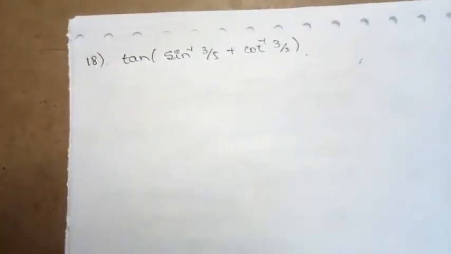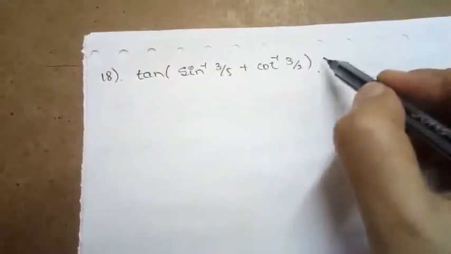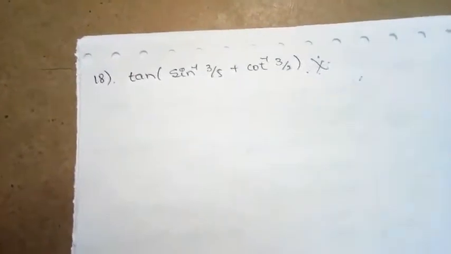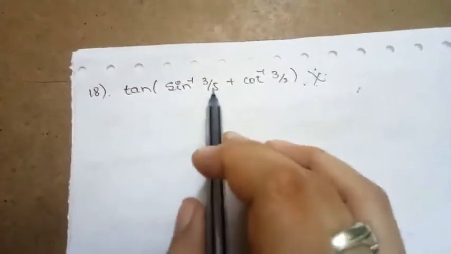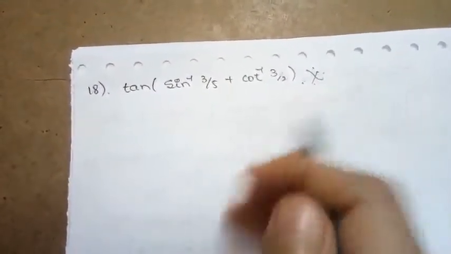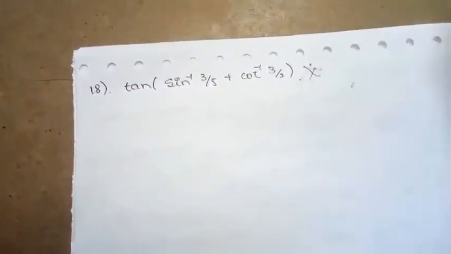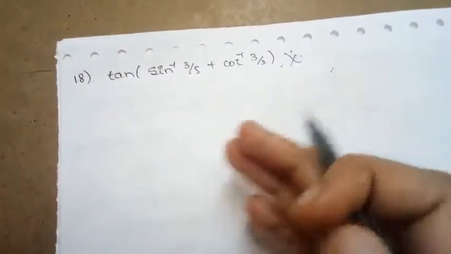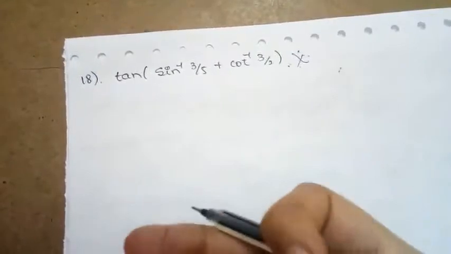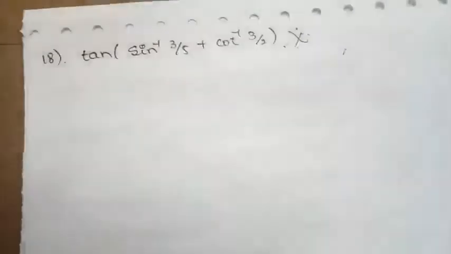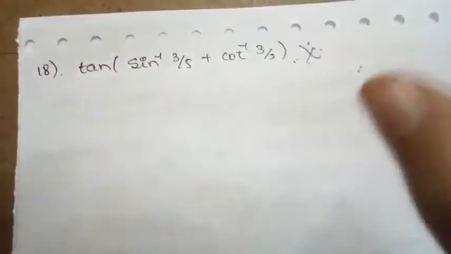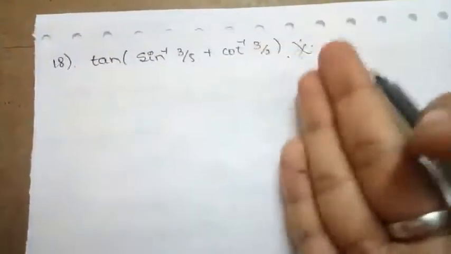So this is the next set of questions. This is one of the beautiful as well as important questions: tan of sin inverse of 3 by 5 plus cot inverse of 3 by 2. This is one of the questions where you can see the transformation of one function into another function. I didn't explain this in the introduction to inverse trigonometric functions, so I'll explain that before doing this problem itself.